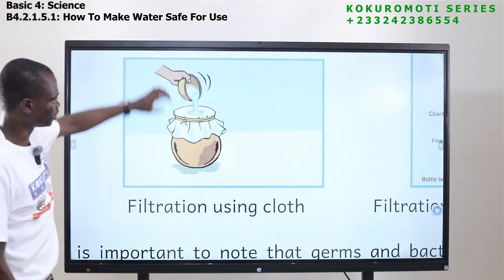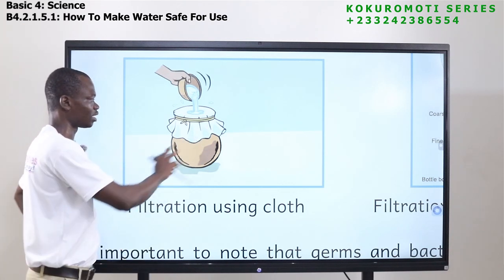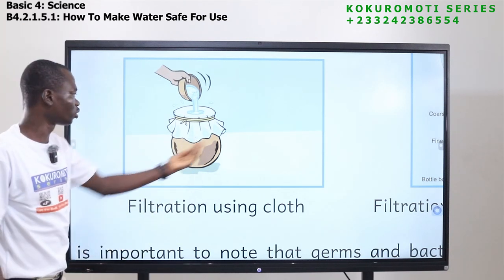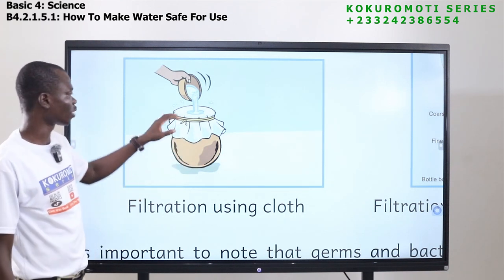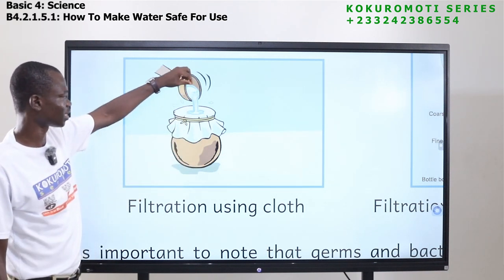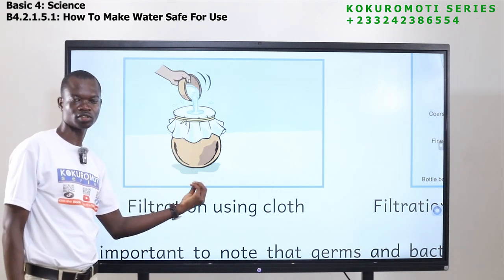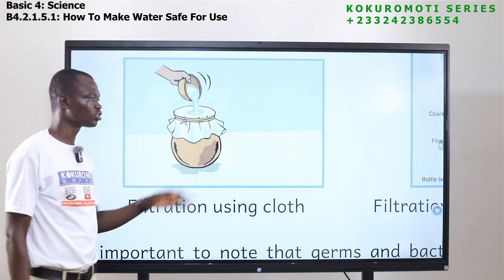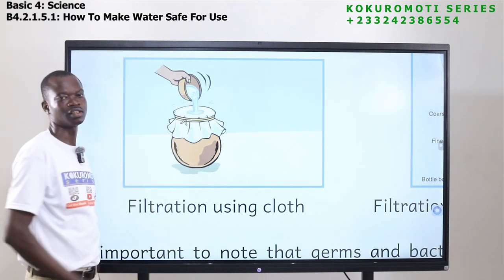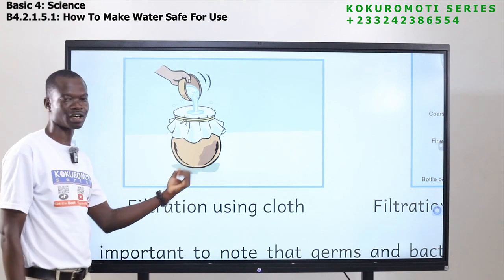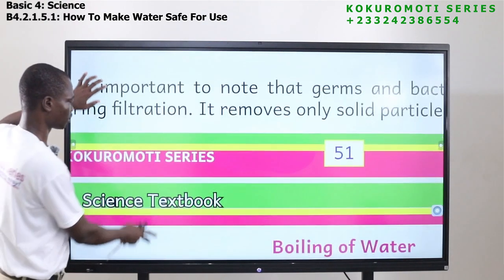If you can see, this water is contaminated. There is a bowl here and we have covered the bowl with a white cloth. The white cloth will prevent the solid particles in this water from dropping or draining into the bowl. So all the solid particles will be on top, and then we get our liquid or water down here. This is what we call filtration. Now let's come to the next one.